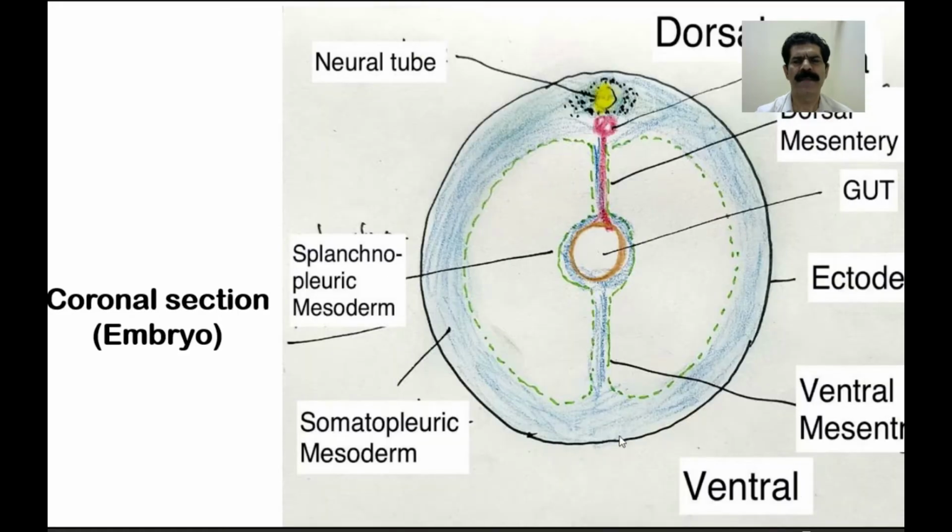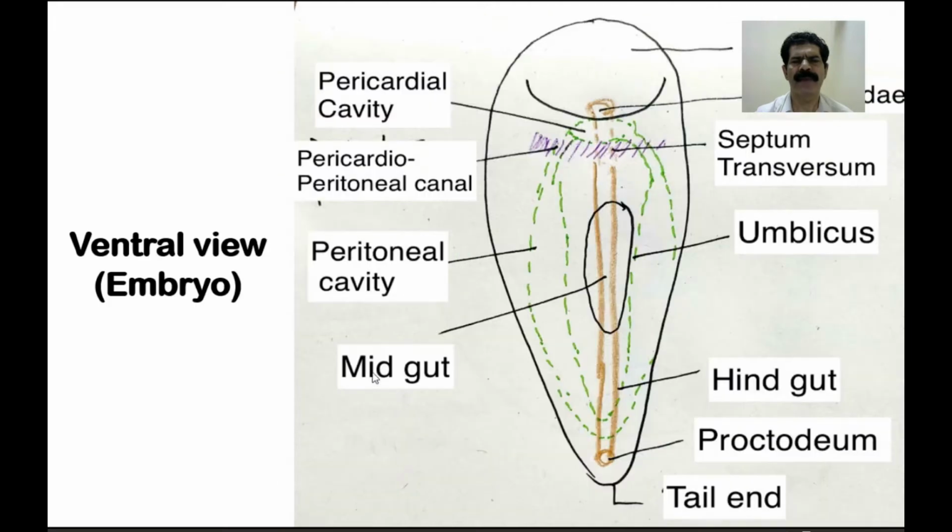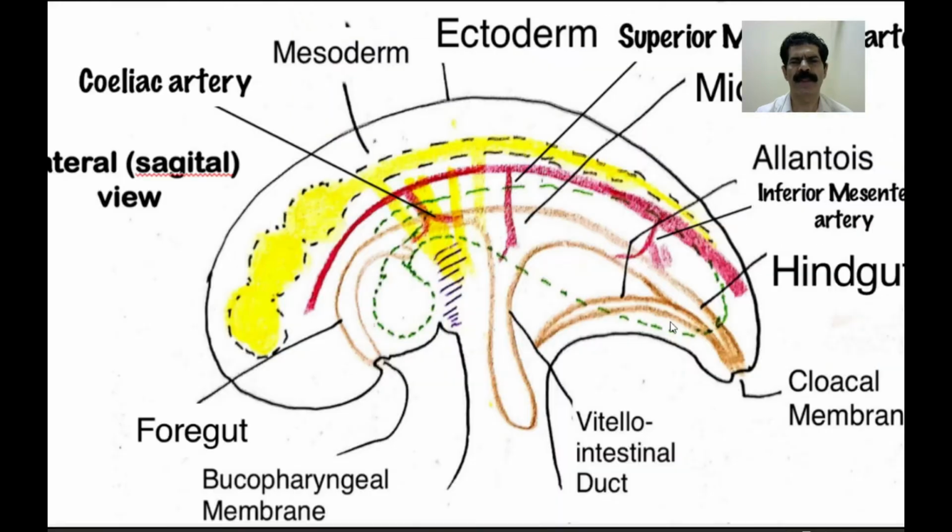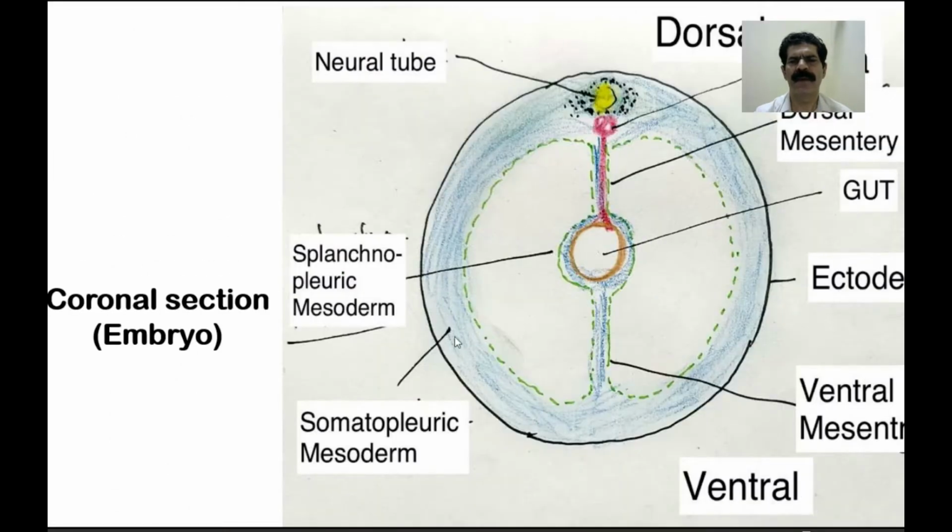The third diagram is the coronal section of the embryo. If we cut the embryo in any plane like this, or if we cut the embryo like this from any foregut part or midgut part, when we cut the embryo in the vertical plane, whatever picture we get is the ventral section, or the coronal section, of the primitive gut.